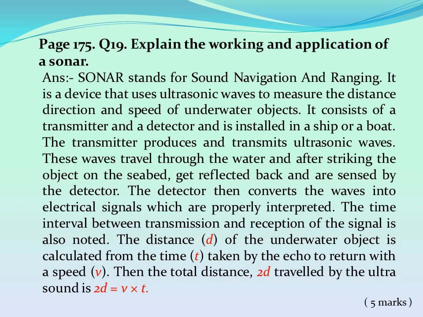These waves travel through the water and, after striking the object on the seabed, get reflected back and are sensed by the detector. The detector then converts the waves into electrical signals which are properly interpreted. The time interval between transmission and reception of the signal is also noted. The distance d of the underwater object is calculated from the time t taken by the echo to return with a speed v. Then the total distance 2d travelled by the ultrasound is 2d equals v into t.